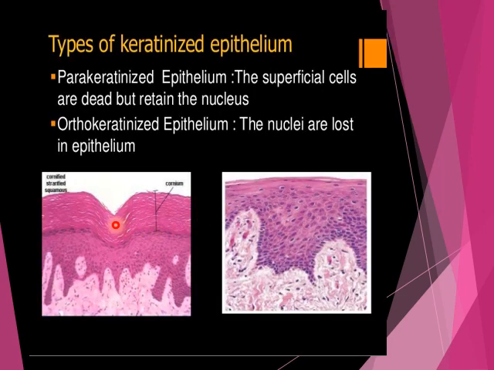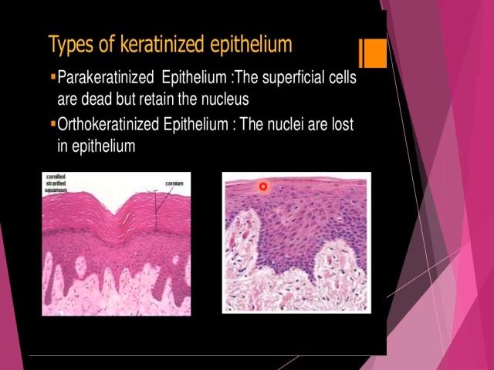As we said before, keratinized epithelium is either orthokeratinized or parakeratinized. It depends on the keratinized layer. When there is no nucleus in the keratin, this is called orthokeratinized, in this picture. And when the keratin has a nucleus, this is called parakeratinized.